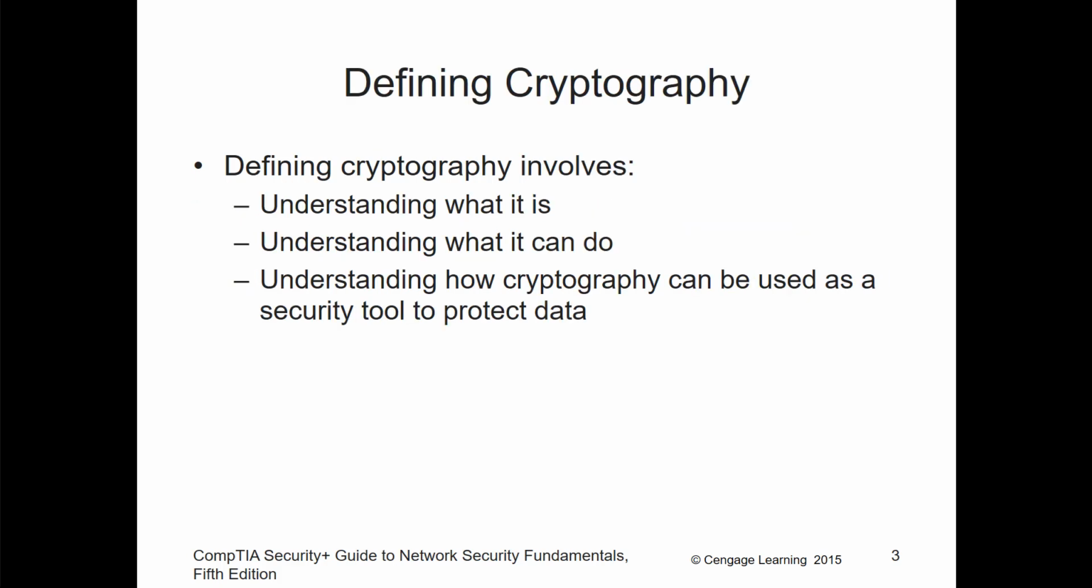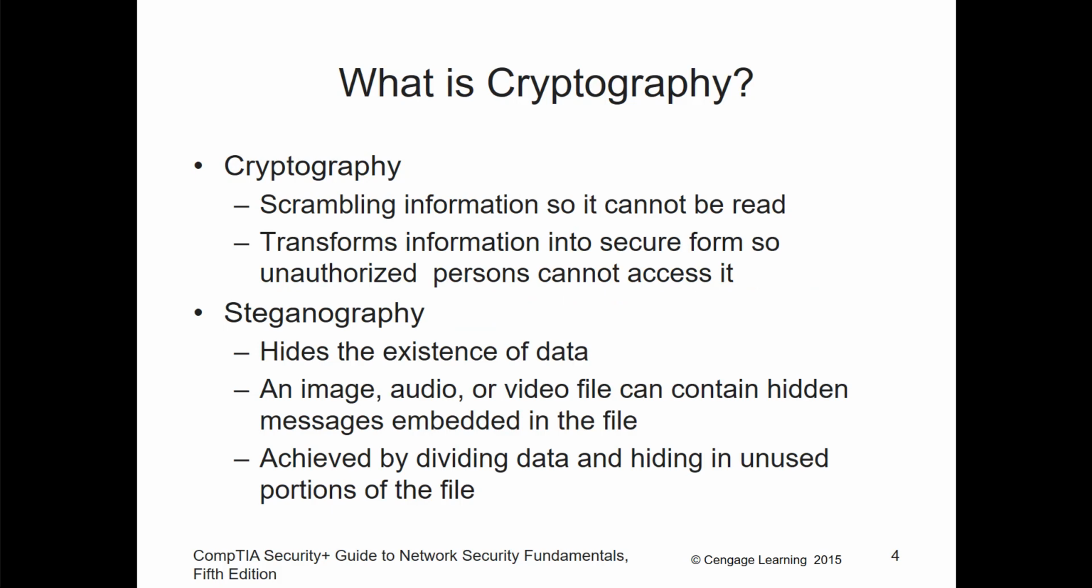So, defining cryptography involves, first of all, understanding what it is, what it can do for us as well. Understand how it can be used as a security tool, and how it can be used to protect data. In essence, cryptography is a way to scramble the information or data so it's not easily read. It will transform information into a secure form so that only authorized individuals can access it, or those that are able to break it. It ciphers it.